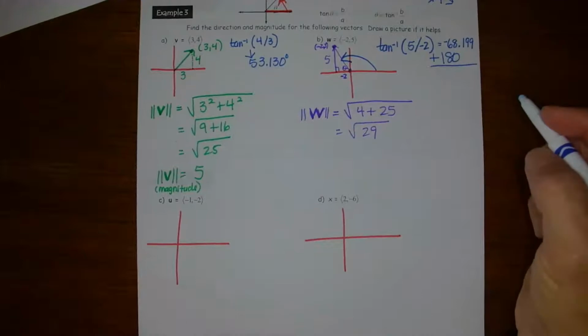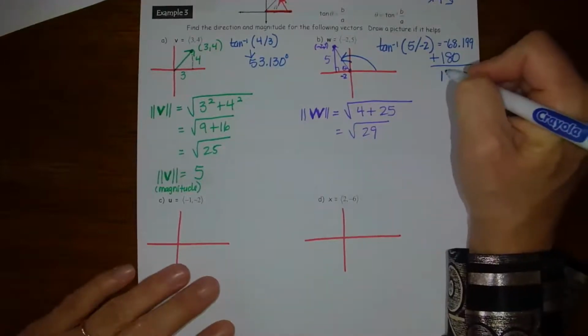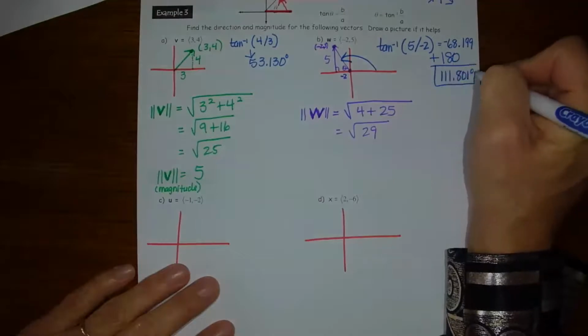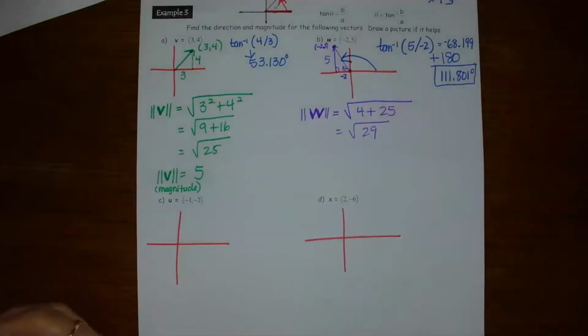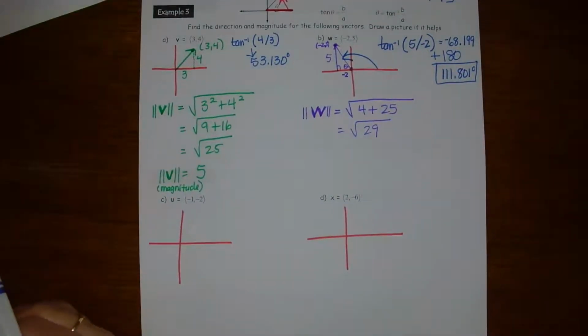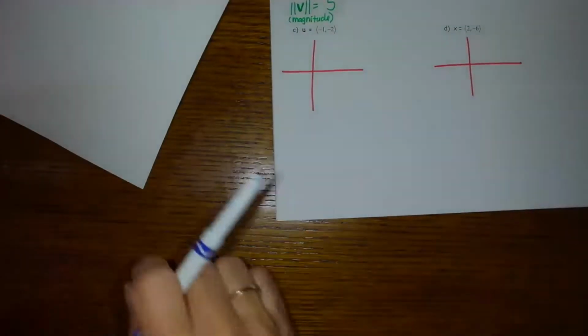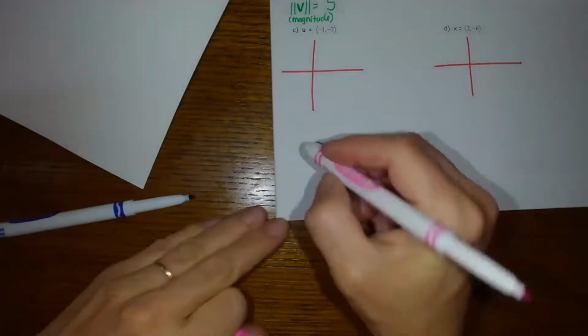So what do you get when you subtract those? And always look back to your picture. Does the 111 look right? Is that reasonable? It's reasonable from your sketch, right? All right. Vector U. What do you think's going on with vector U?